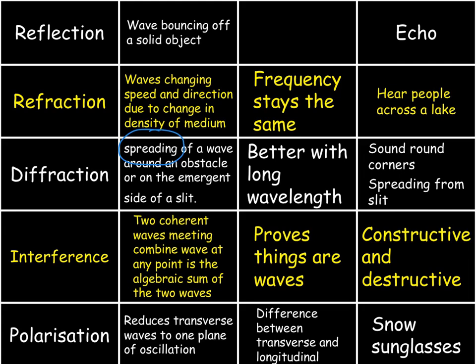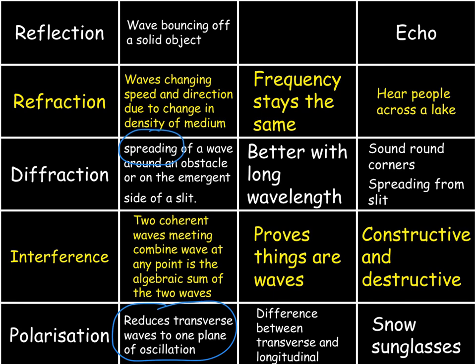Interference, two coherent waves meet, they combine and at any point the result is the algebraic sum of the two waves. The main use of interference is to prove that things are waves. So you prove that sound and light are waves with experiments using constructive and destructive interference. Finally, polarization reduces transverse waves to one plane of oscillation. That's the best definition. That really is a good definition.